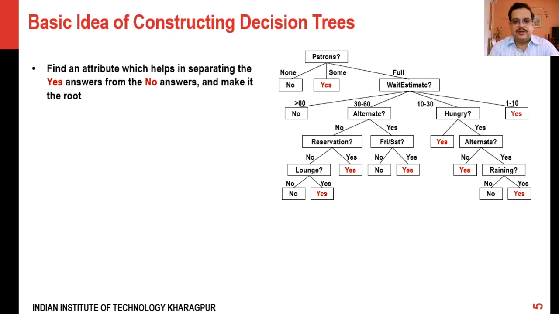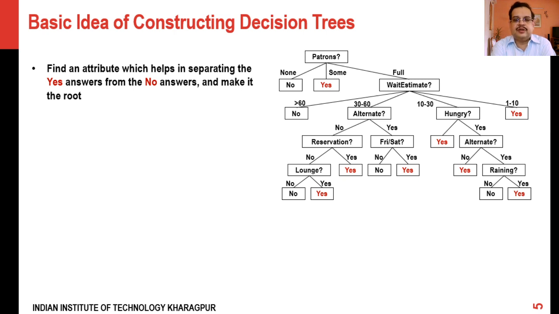Now in the table that we saw, for patrons there are some rows where the value of patrons is none, that is, there is nobody in the restaurant. For some of the rows the value of patrons is some, and for some of the rows the value of patrons is full. So when you choose patrons as the root of the decision tree, the set of rows will then be distributed among the branches.